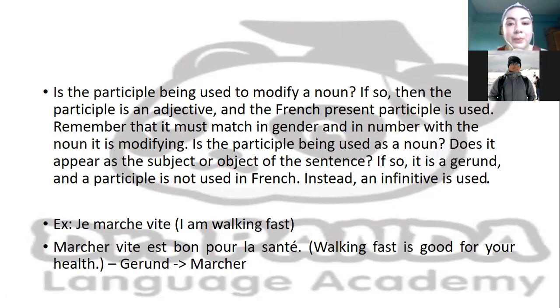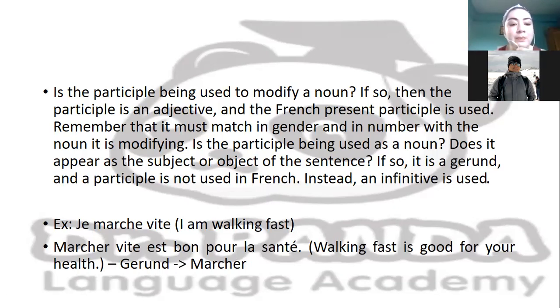And then is the participle being used as a noun? Does it appear as the subject or object of the sentence? If so, it is a gerund. And a participle is not used in French. Instead, an infinitive is used. So kung napansin mo, puro infinitive yung ginagamit sa gerund.